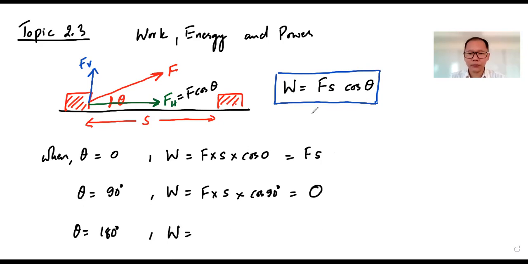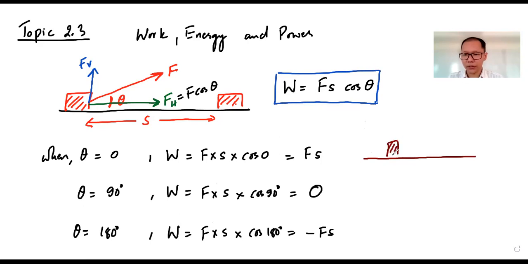Now, what happens when theta is 180 degrees? Then the work is minus Fs. Let's look at the scenarios for the individual cases. In the first case, we have a force acting in the direction of the displacement S. So this is the scenario for the first case.